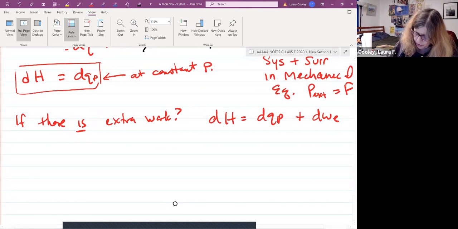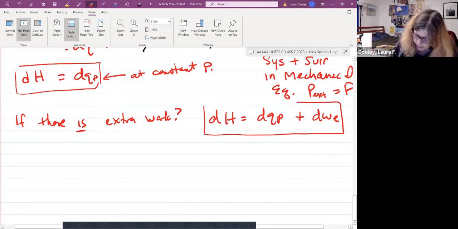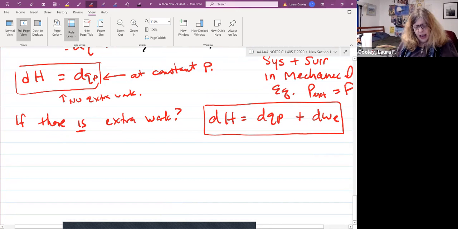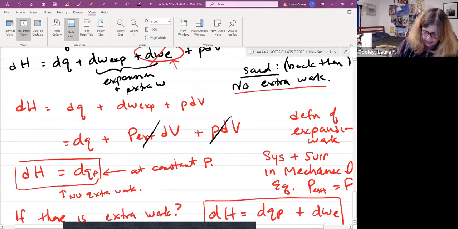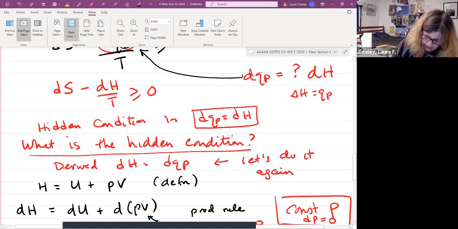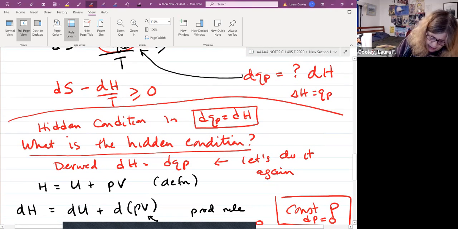So if there is extra work, we actually have this relationship. And if there's no extra work, we have this one. All right, so now we're done with the aside. The aside is done, this from there to there. That's the aside.